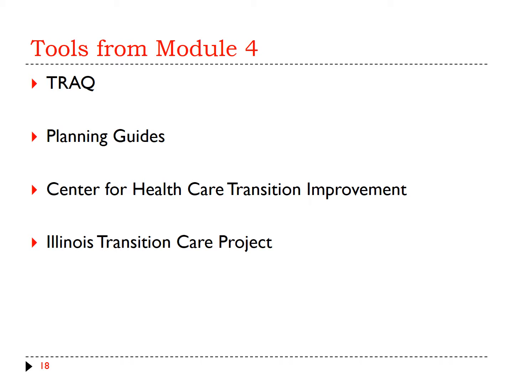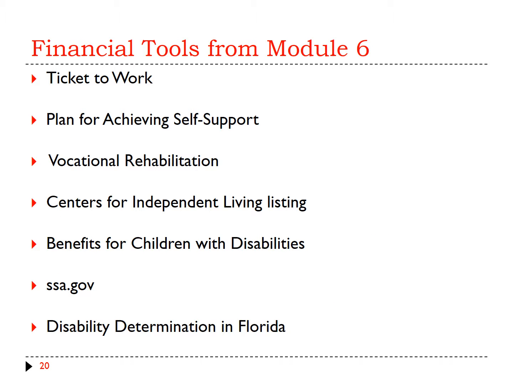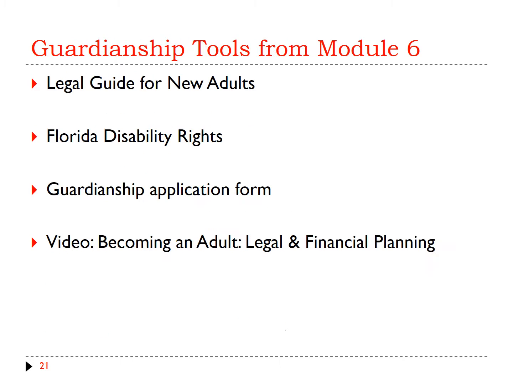The National Center's website and the Illinois Transition Care Project offer additional examples of transition assessments. Tools to develop patient skills consist of the transition plan from the Florida Hats planning guides, the patient booklets for each transition stage, and different activities for specific skill areas. Addressing financial considerations during transition focused on resources from vocational rehab and Social Security. Module 6 also gave resources for patients who will need decision-making support after turning 18.